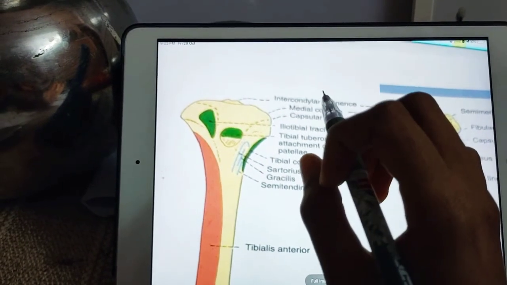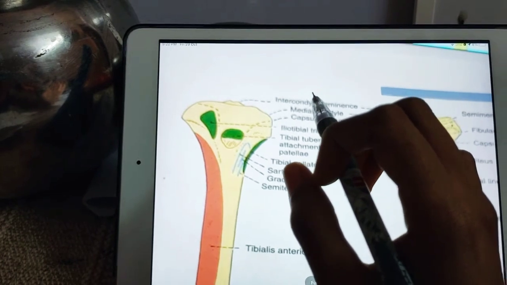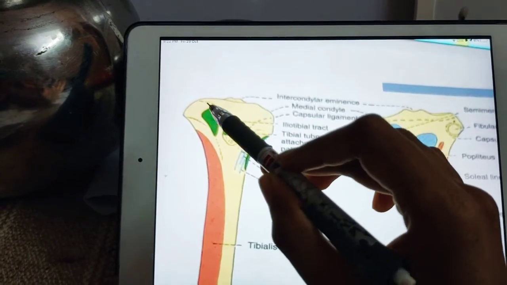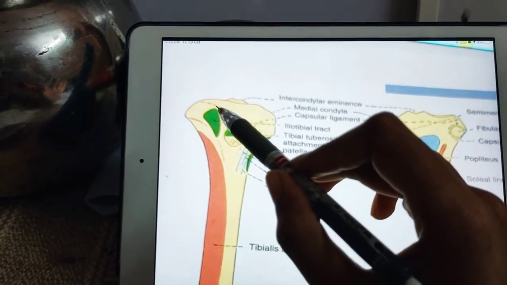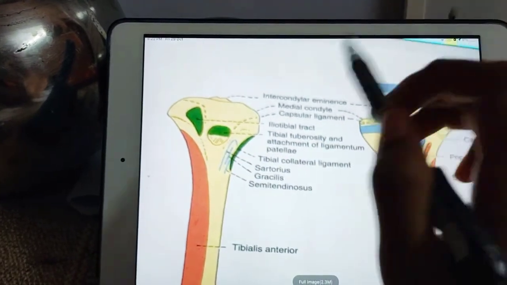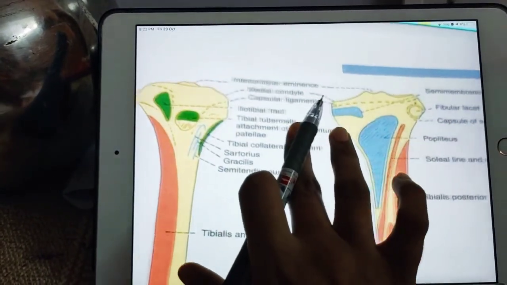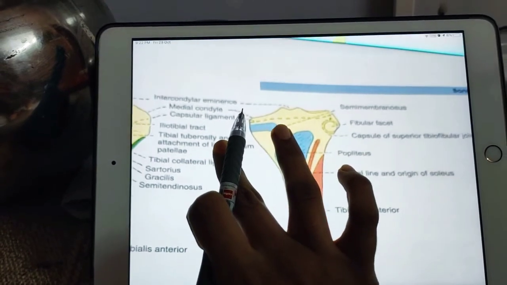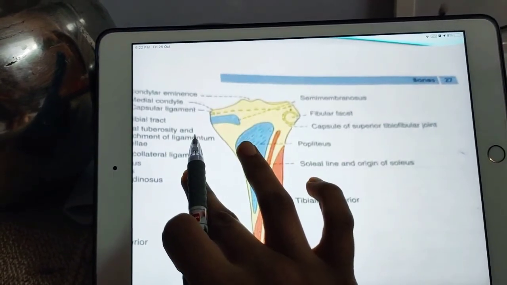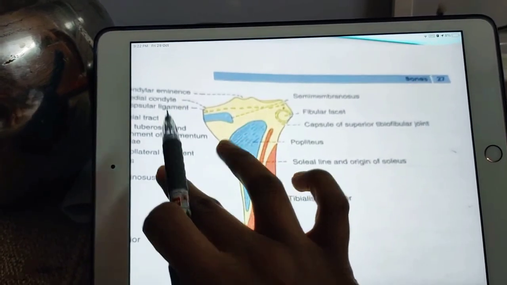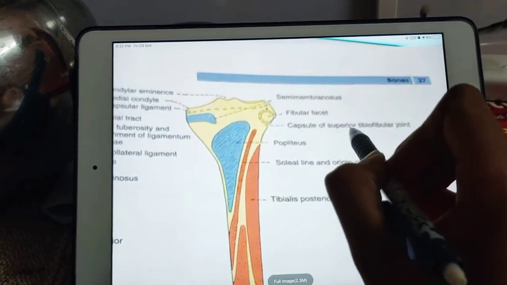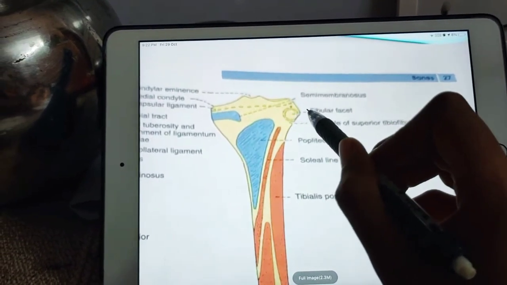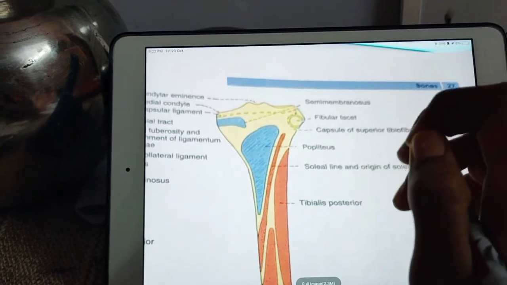Next, coming to the capsular ligament of the superior tibiofibular joint, it is attached to the margins of the fibular facet. Capsular ligament of the superior tibiofibular joint. You can see the capsule of the superior tibiofibular joint. This is attached to the lateral condyle.